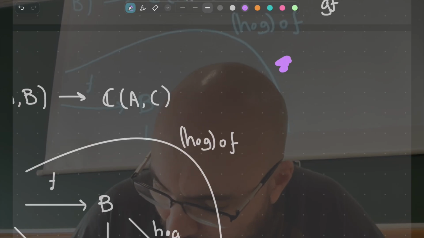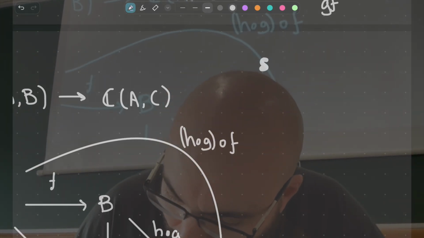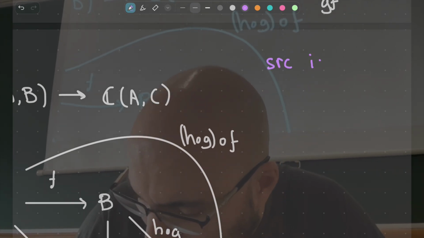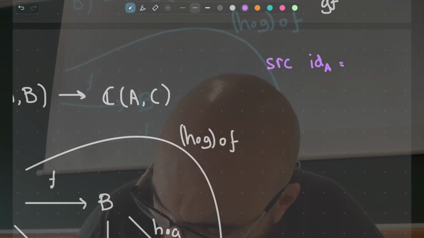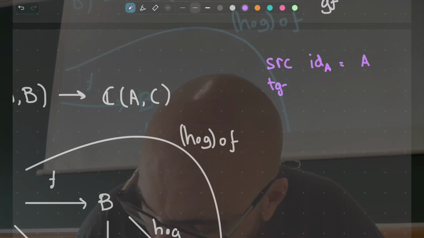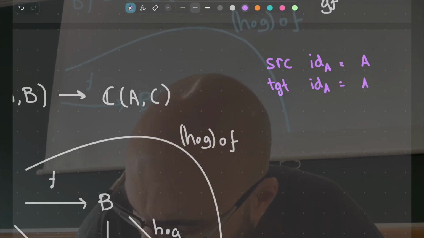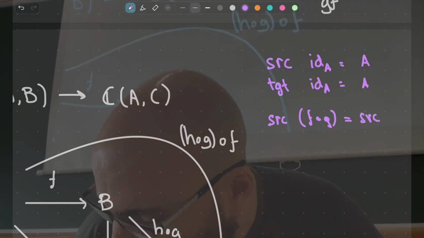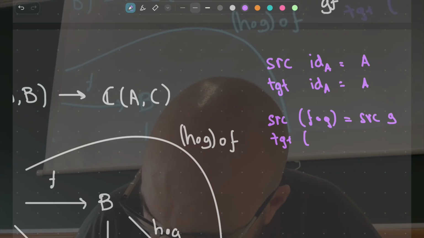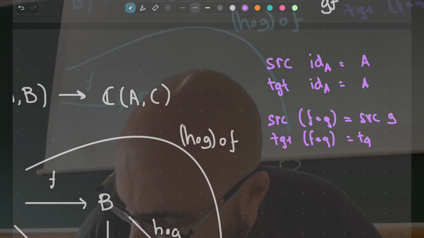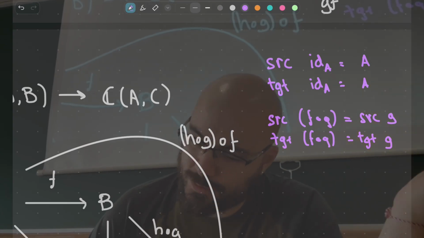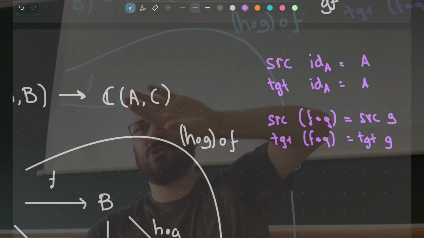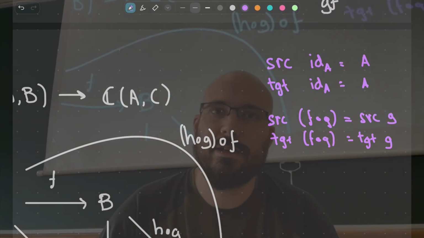You would say, I need these laws. I need that the source of id A has to be A. I need that the target of id A has to be A. I need that the source of f∘g has to be the source of g. I need that the target of f∘g, and so on and so forth, is the target of f. So you would have them as laws, some extra laws. I don't need these things the way I'm formulating it here because I have encapsulated all of them inside the information of the types.